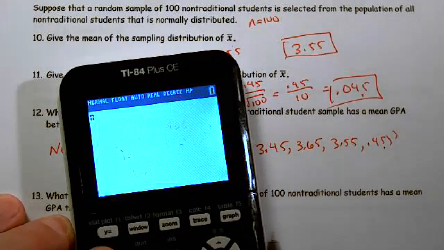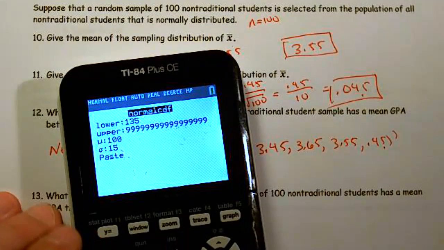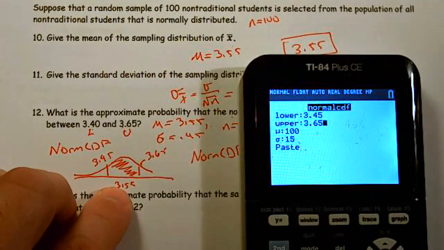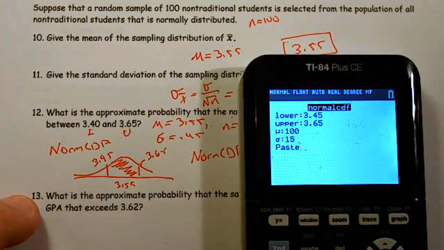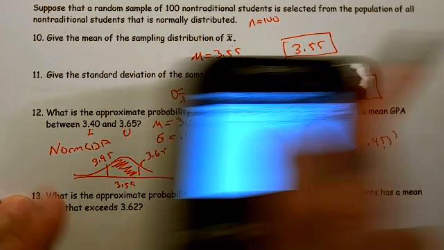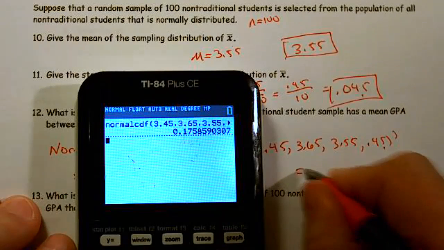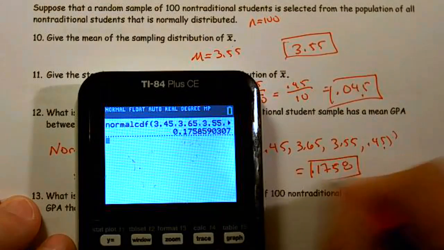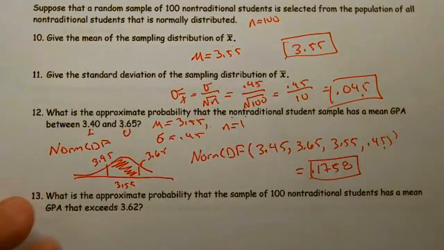All right, so second vars, normal CDF, lower bound 3.45, upper bound 3.65, because that was the upper part of my shading. Mean was 3.55, and my standard deviation was 0.45 for the single student. And we end up getting a probability equal to 0.1758. Box that. That's what you're going to put into the Google form.